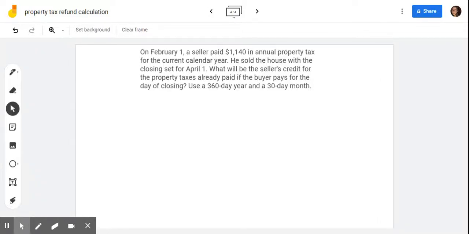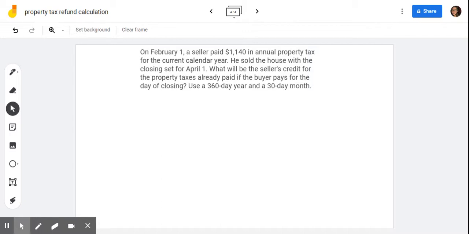Hey guys, I got another question about property tax refund calculation. I know that some people are really passionate about real estate, and the math is kind of what trips them up when they're taking their real estate license test. But I'm here just to show you guys how to think about it in a basic format. So I'm going to read this question to you.